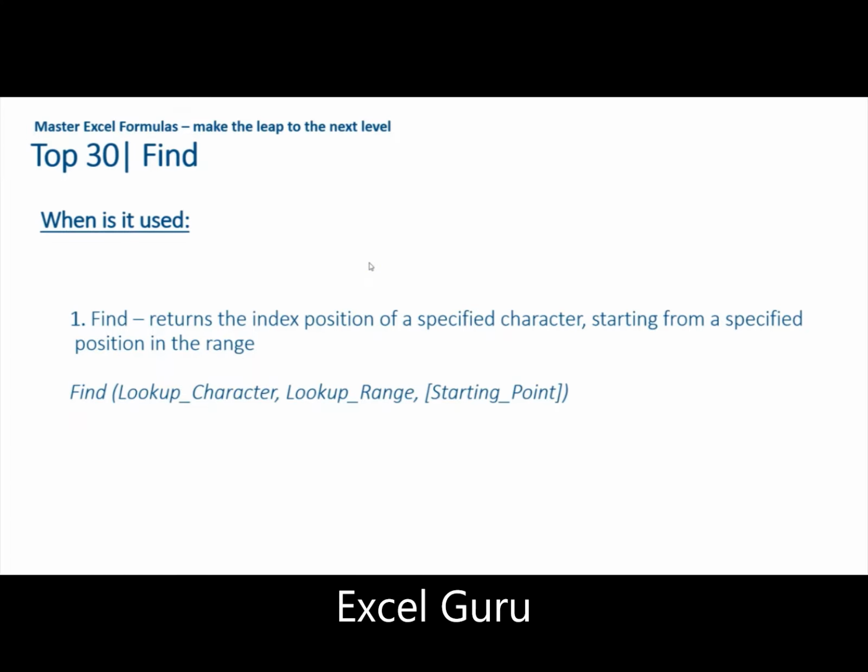Now going back to the presentation, the next formula is find. A very interesting formula, and what it does is it returns the index position of a specific character starting from a specified position in the range. The way the formula is written is, first of all, we need to have the lookup character, usually in quotes, and then the lookup range, and an optional thing here is the starting point. I'll show you one example without this option, and one example with the option as well.